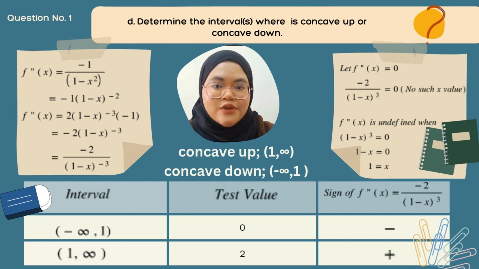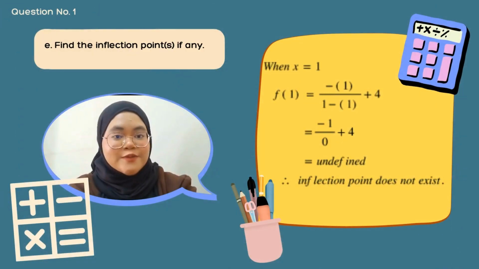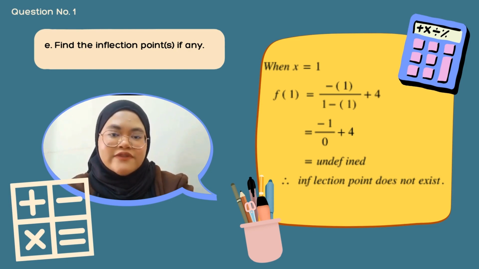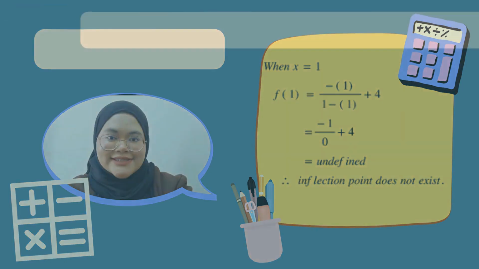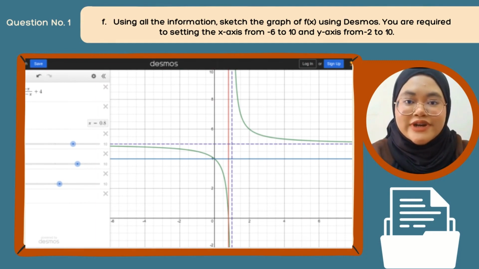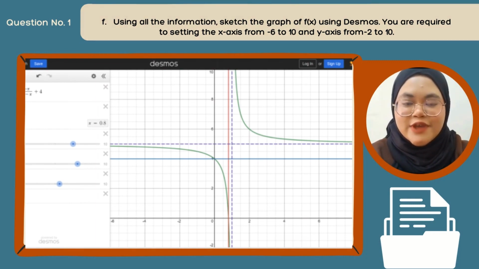So the answer is concave up is 1 to positive infinity and concave down is negative infinity to 1. Next, find the inflection point. When x equals 1, substitute 1 into x and the answer is undefined, so the inflection point does not exist. Last but not least, we use decimals for this question, and this is the graph that we found.